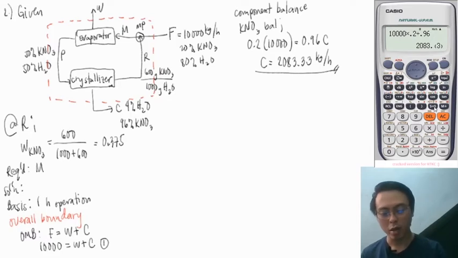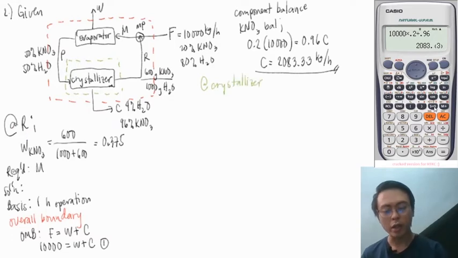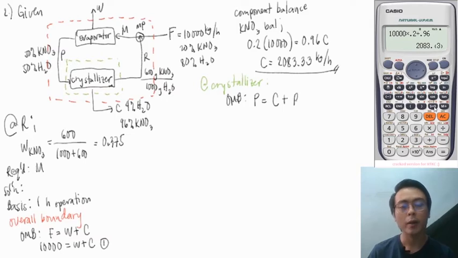So take a look at our next boundary. If I set the boundary at the crystallizer, your OMB would include R, which is important, no? So our OMB is P, the input, is equal to the output C and R. We already know the value of C, so we can substitute. This becomes P is equal to 2083.33 plus R. This is our equation 2.